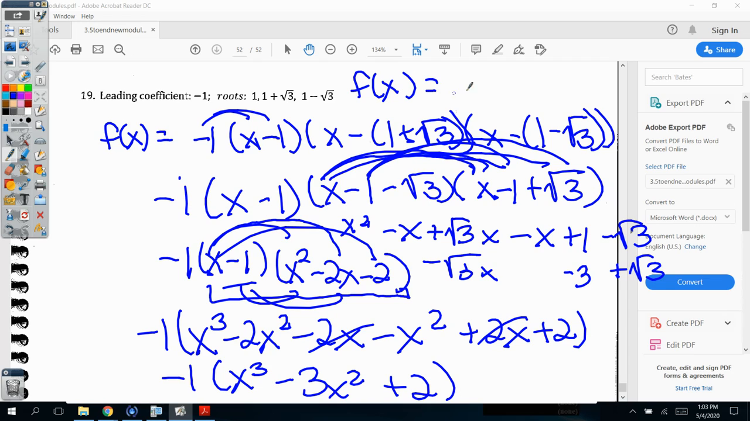So f of x equals negative x cubed plus 3x squared minus 2. That one was a doozy. Don't like that one too much. Good news is the last one is easier.